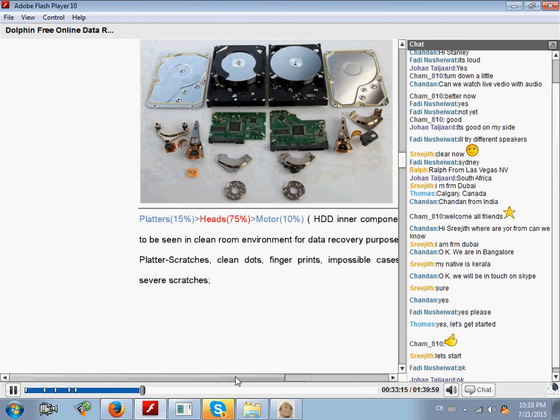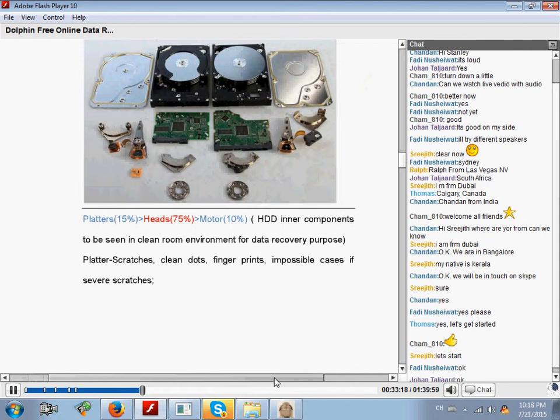So for the platter problem, let's see what the cases are. Like platter scratch, if there are some small scratches or some small dots, we can try to clean the dots with some special designed clean wipers. You can even clean the fingerprints. So many new guys are trying to open the hard drive and leave some fingerprints on the platters. This is very dangerous and ridiculous. Never leave your fingerprints on the platters.